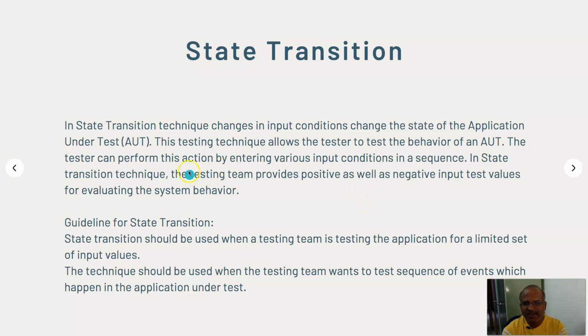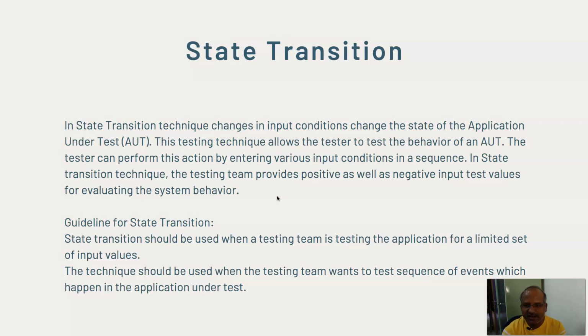So the tester can perform this action by entering various input conditions in a sequence. In the state transition technique, the testing team provides positive as well as negative input values for evaluating system behavior. So we're going to provide positive values as well as negative values to test how the system works using state transition. These are basically the techniques to increase the coverage, right? These are all the different techniques.